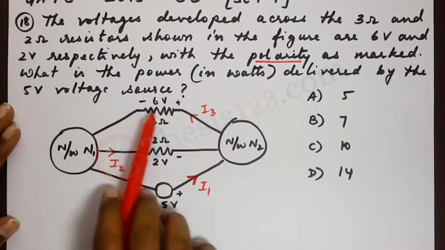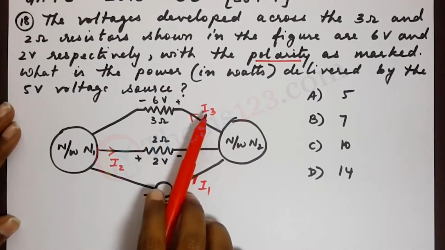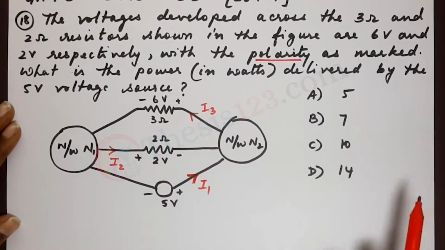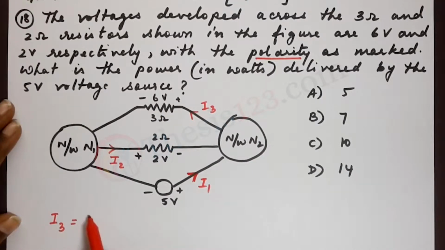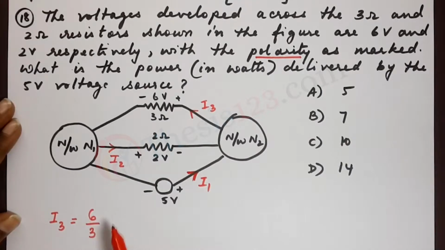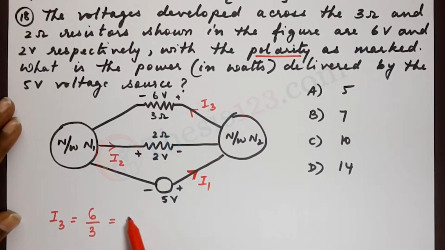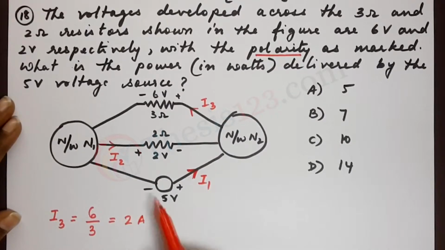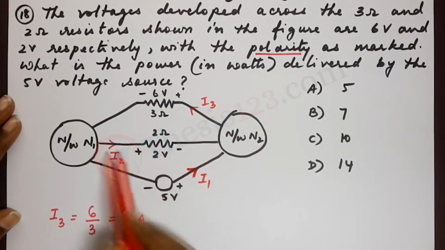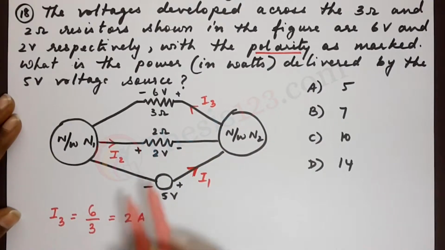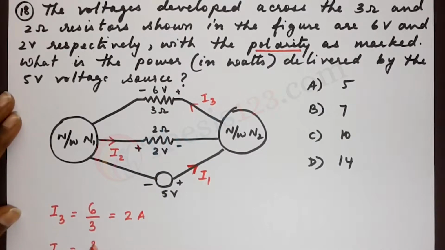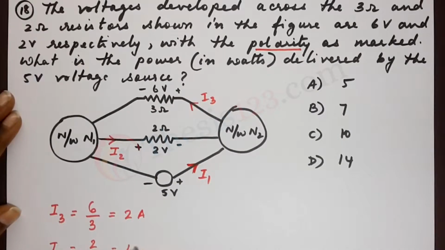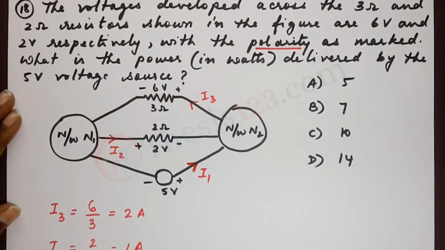Now for this first branch here, we can calculate what I3 is because the voltage and the resistance are given to us. So I3 would be 6 divided by 3, voltage by resistance, and that's 2 amps. Similarly, we can find out what the current is passing through the 2 ohm resistor here, that's I2, and 2 divided by 2, which is 1 amp.